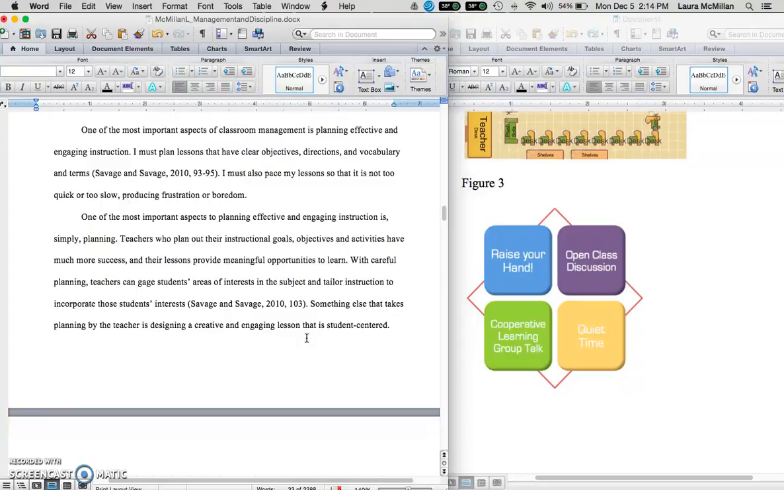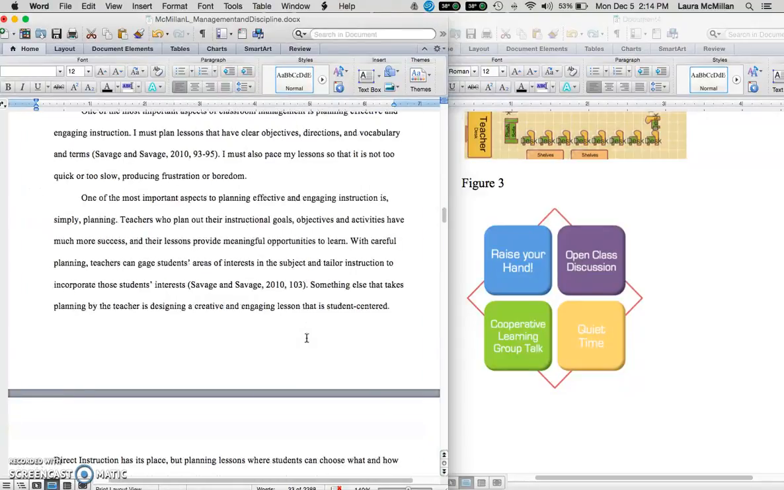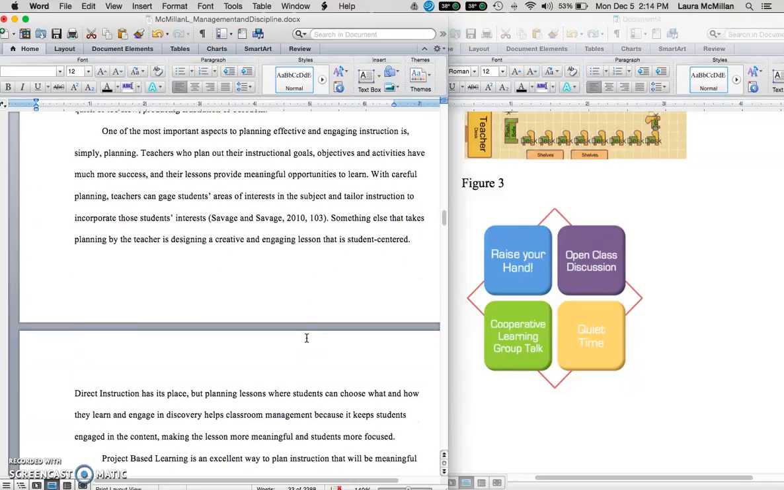One of the most important aspects of classroom management is planning effective and engaging instruction. I must plan lessons that have clear objectives, directions, and vocabulary and terms. I must also pace my lessons so that it is not too quick or too slow, producing frustration or boredom. One of the most important aspects to planning effective and engaging instruction is simply planning.